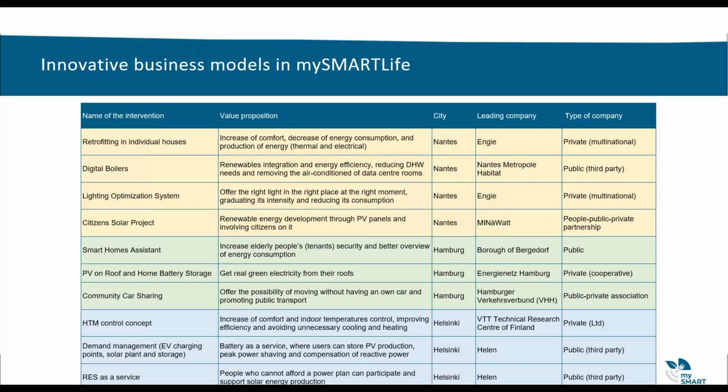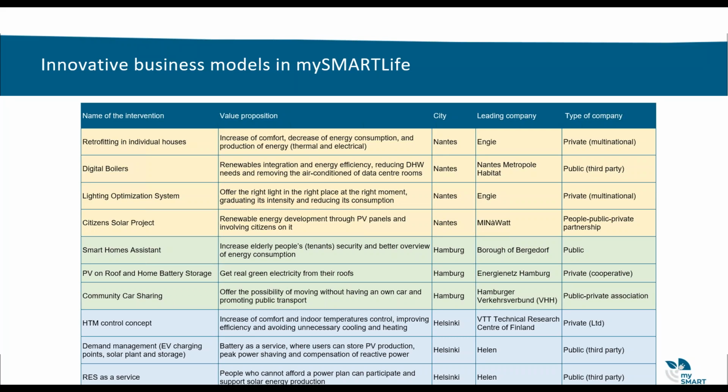In Hamburg, the 1st intervention that we studied was the smart homes assistant, which increased elderly people's security and gave a better overview of their energy consumption. The second one was the PV on roof and home battery storage, which offers the possibility to get real green electricity from roofs. And the last one was the community car sharing, which offers the possibility, as you can imagine, of moving without having an own car and promoting public transport.